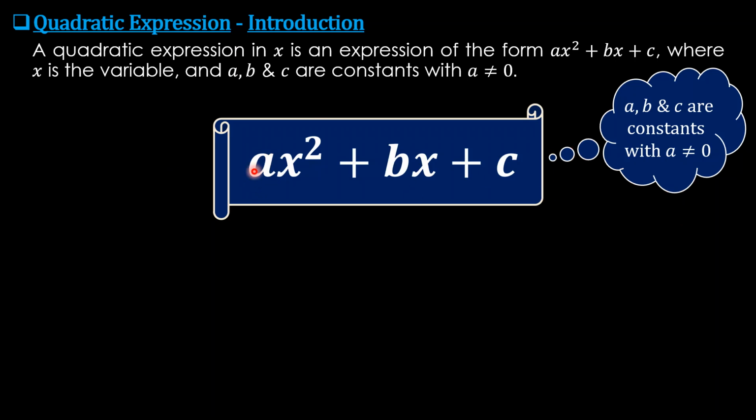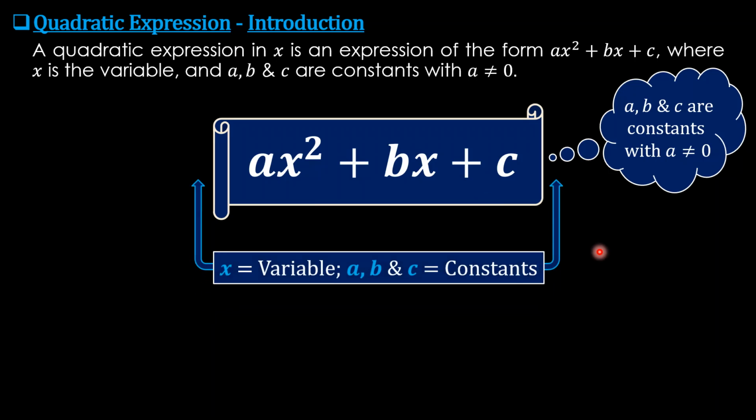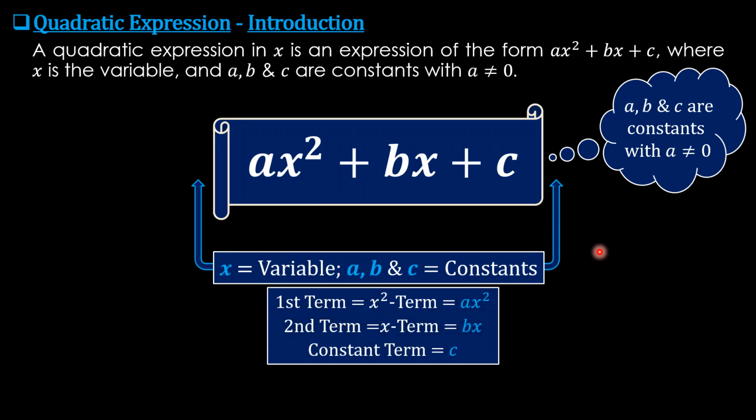If a equal to 0, then this first term vanishes. So that's why it won't be a quadratic expression anymore. That's why a not equal to 0 is a condition to be a quadratic expression. Here x is variable, a, b and c are constants. Also first term, which is x square term, is ax square. Second term, which is x term, is bx, and third term or constant term is c.